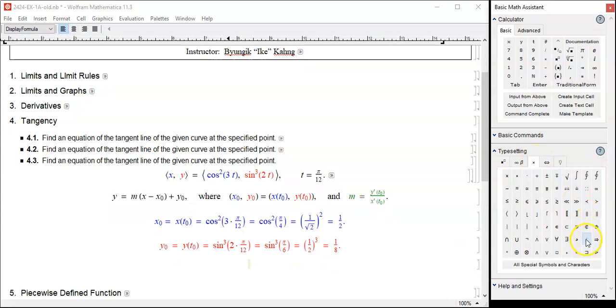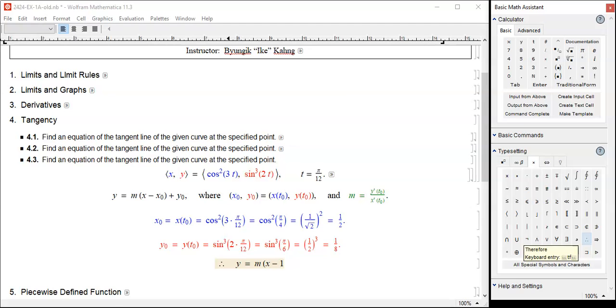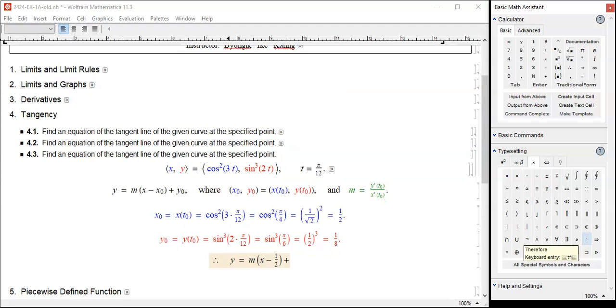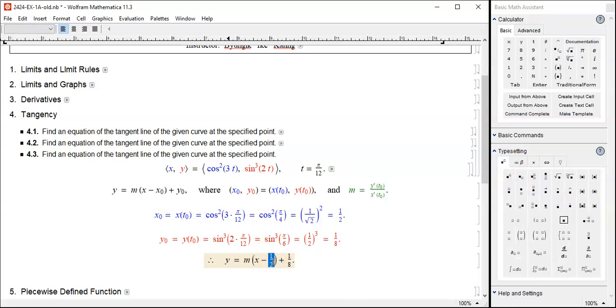Therefore, we are looking for this. X minus 1/2 plus 1/8. That's my tangent line. Blue, red, and then green. Okay, blue and red we are done, and the green quantity, the slope, is something you have to find out. The slope formula is y prime over x prime. So let's go ahead and find the derivative. Let's see, the numerator is y, so let's do y first.